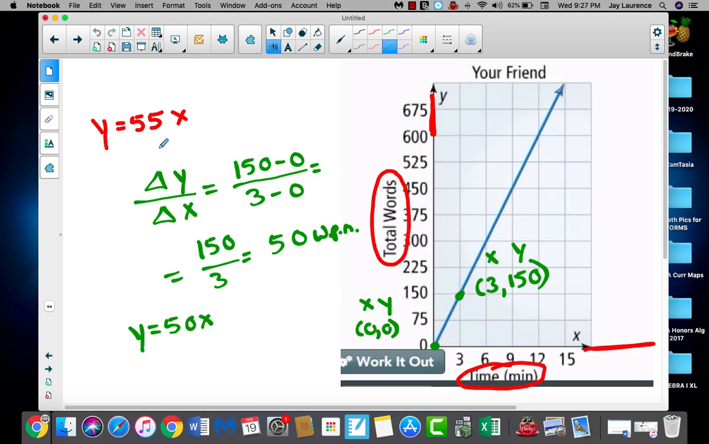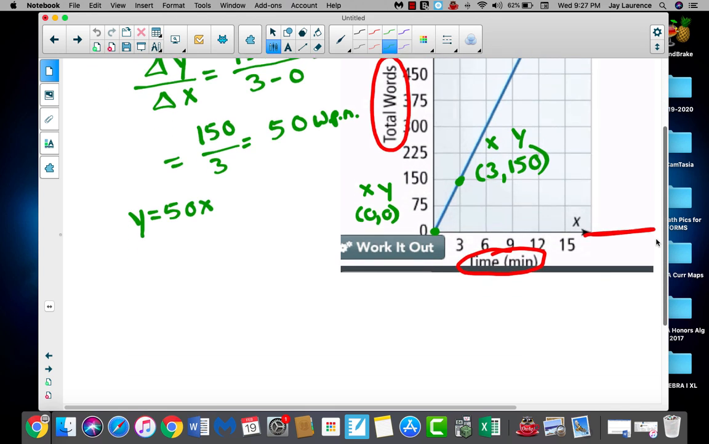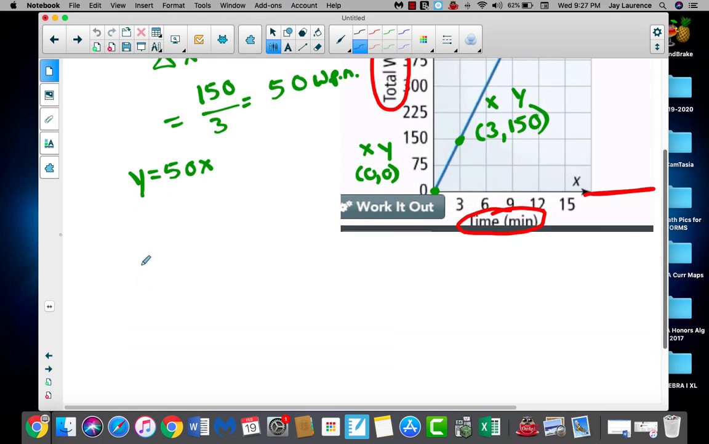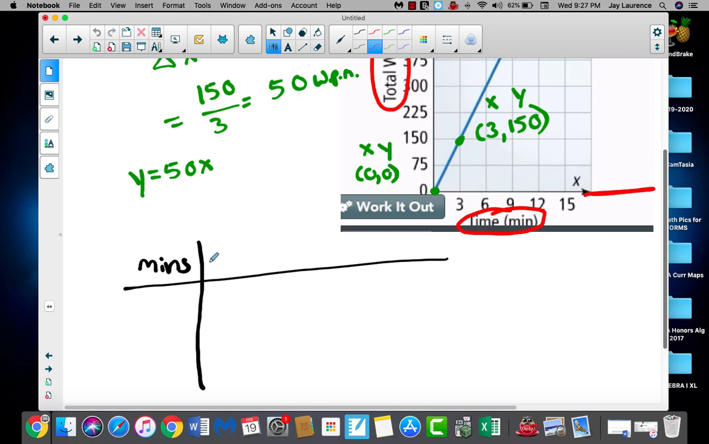So in 1 minute, I'll type 55 words and they'll type 50. In 2 minutes, I'll type 110. So if we say, here's the minutes, and now this is the words I can type, and the green is the number of words for my friend. I colored the equations green and red. So in 1 minute, I can type 55, my friend can type 50.